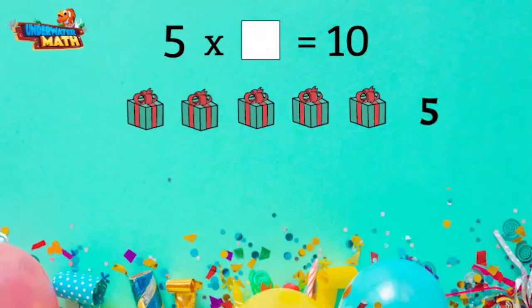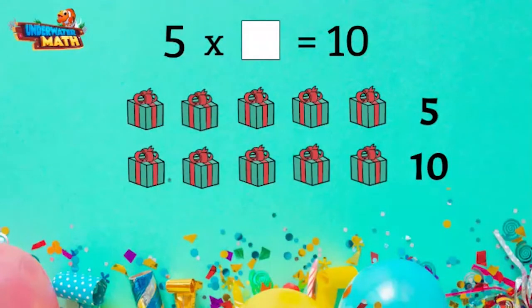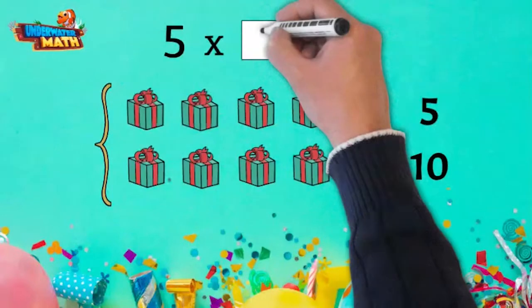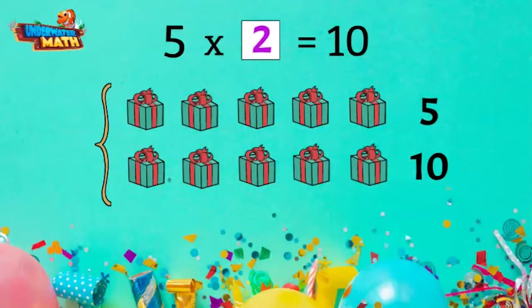One group equals 5. Two groups equals 10. It takes two groups of 5 to make 10. 5 times 2 equals 10. First unknown, now is known.